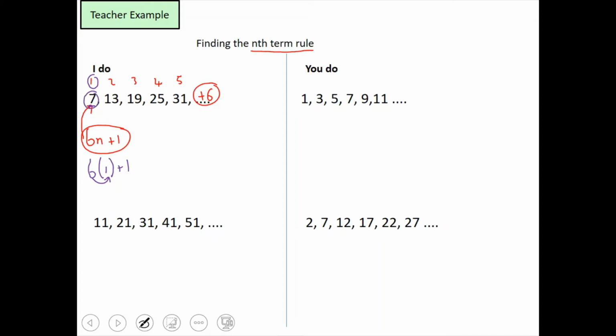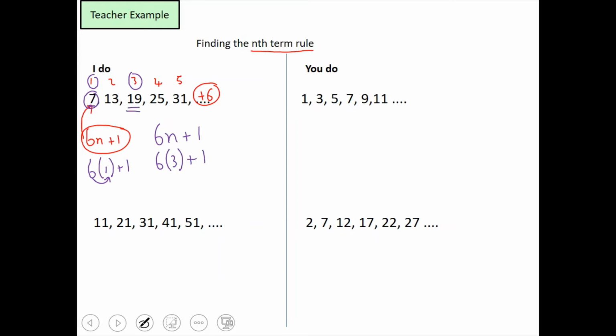So let's just try it with a couple more. Let's try it with the third term up there. Again, my formula was 6n plus 1. This time I'm going to replace the n with a 3. So 6 times 3 is 18, plus 1, which is 19, and that's exactly what I've got up here.